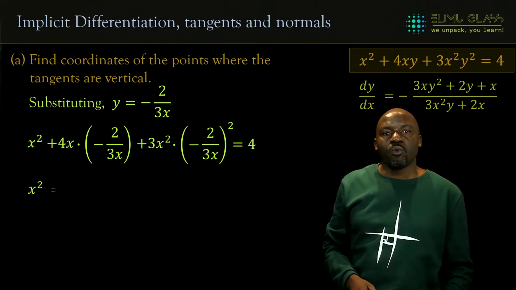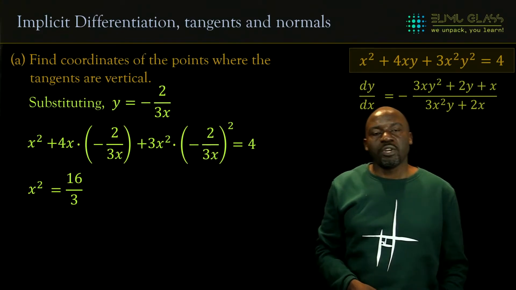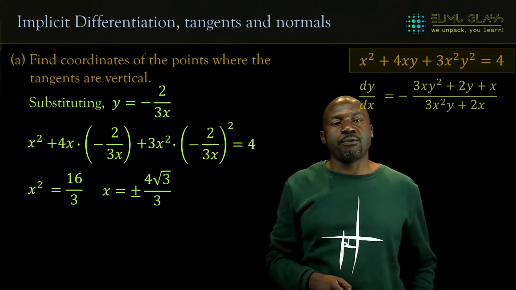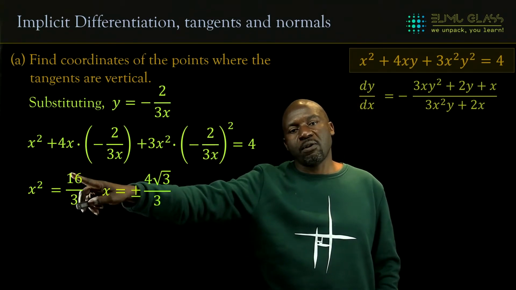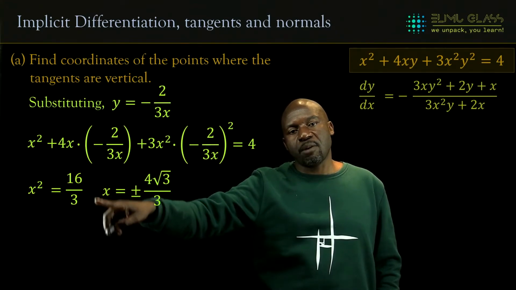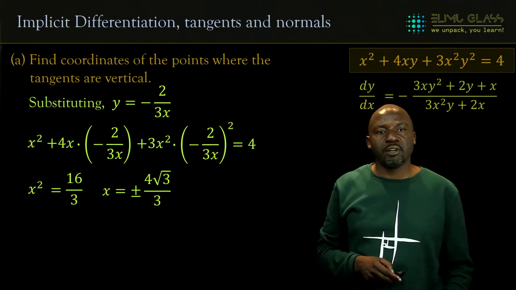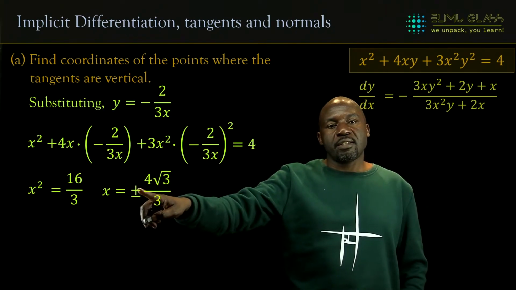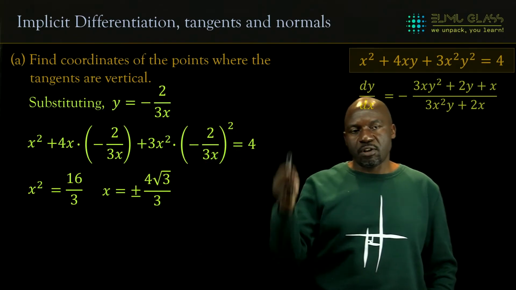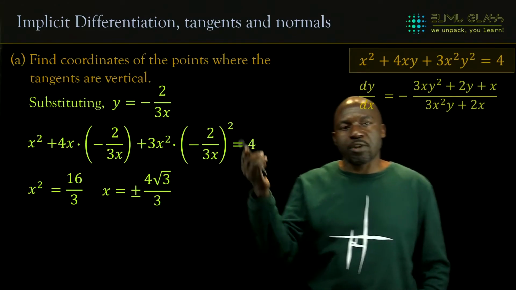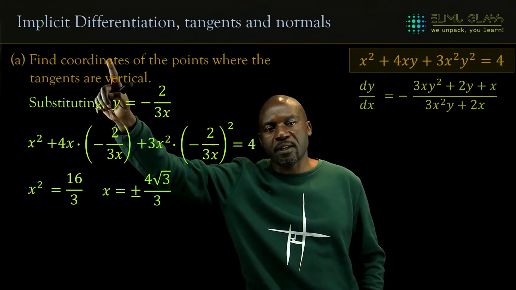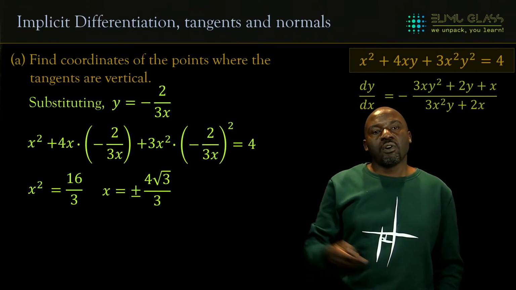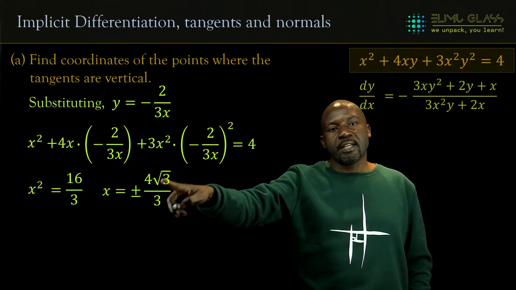If we simplify this, we will get that x squared is 16 over 3, and when you look for the square root of that, you'll find that x is plus or minus root of 16 over 3, which is 4 over root 3. Then you multiply the top and bottom by root 3 to rationalize the denominator, and this is what we get for values of x. So we now know the x values at which the tangent is going to be vertical. The question was to find the coordinates of those points rather than just the x value, so we also have to find the y values. All we need to do now is to substitute the values of x in this formula.